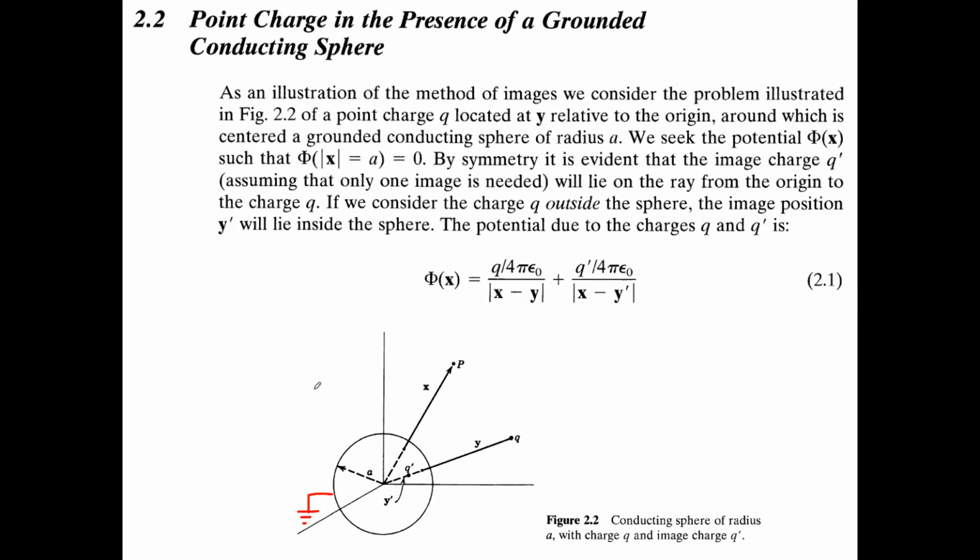If the potential is 0 and you have a charge Q located at y, let's say this length is y, and of course we keep the center of the sphere as the origin. Then how do we calculate the electric field at an arbitrary position P? Let's say the vector from the origin to position P is called X.